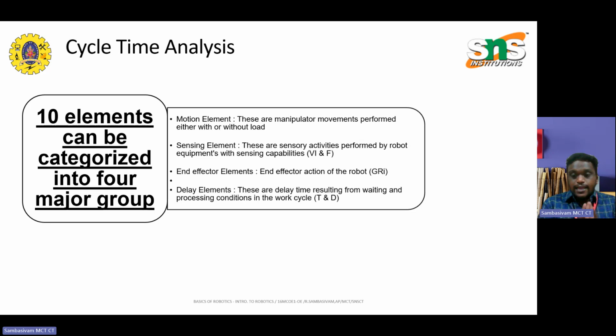These cycle time elements are categorized into four major groups. The first one is motion element. The second one is sensing element. The third one is end effector element. The fourth one is delay element.